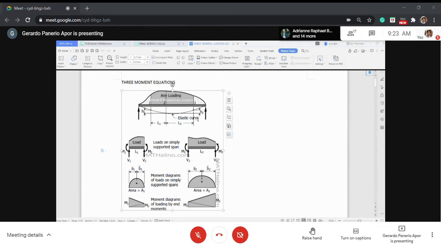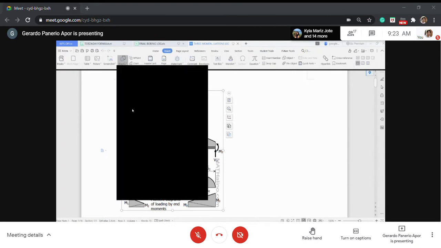It's clear from this illustration. And there is length: L sub 1 and L sub 2. L sub 1 refers to the distance between points 1 and 2, while L sub 2 is the distance between points 2 and 3. Now, if we are going to segregate this, we are going to segregate this.